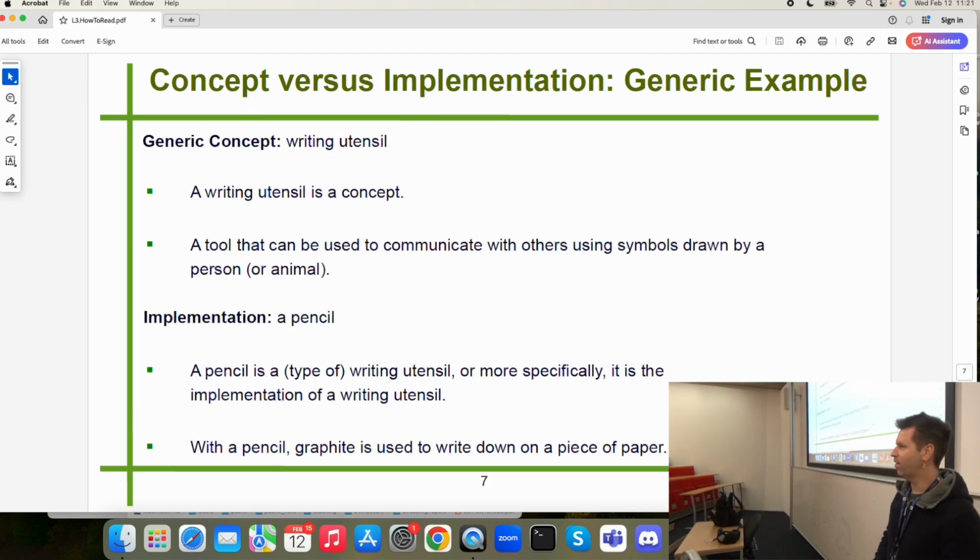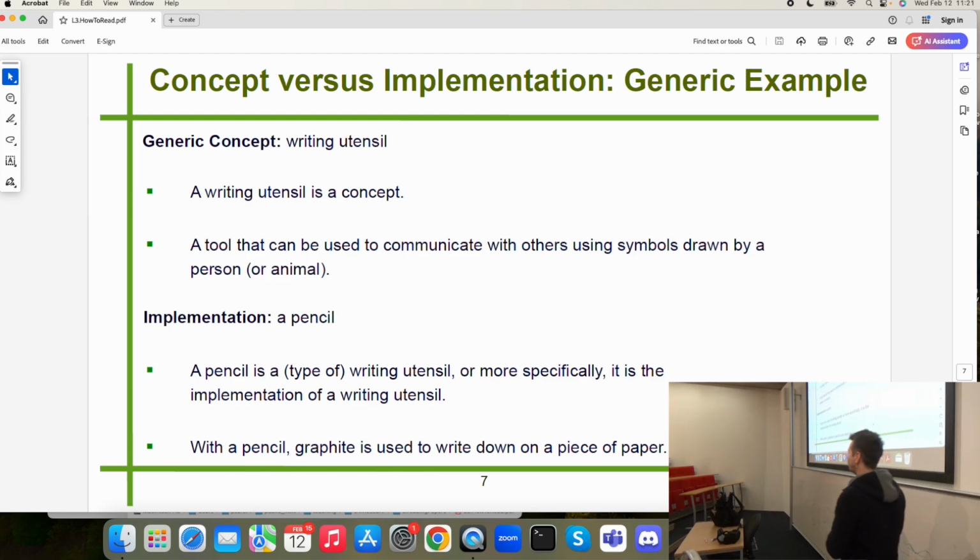Here's another very boring example, a writing utensil. A writing utensil is a concept. It starts out as a concept. What kind of a concept? A tool that can be used to communicate with others using symbols drawn by a person or animal. There are some animals that can write, by the way. So that's a concept. Writing utensil is a concept. And there's the concept in somebody's mind.